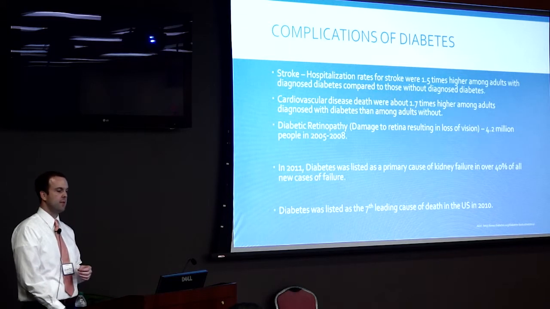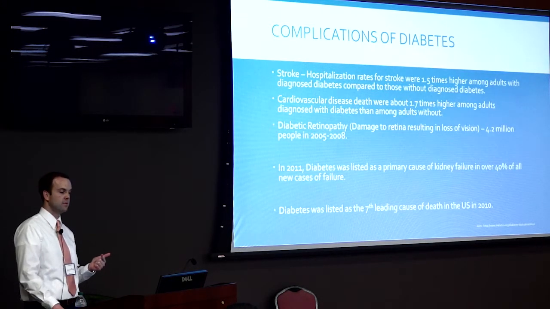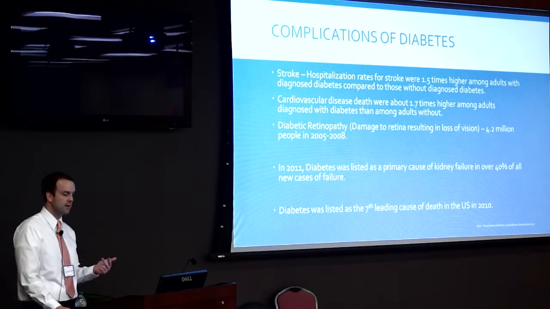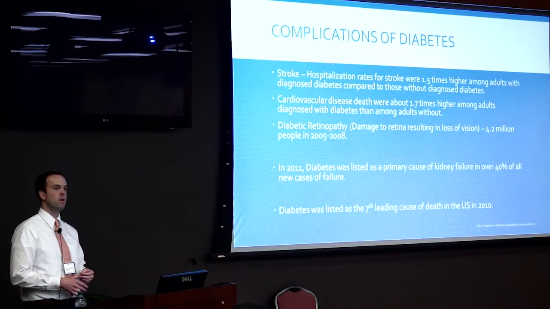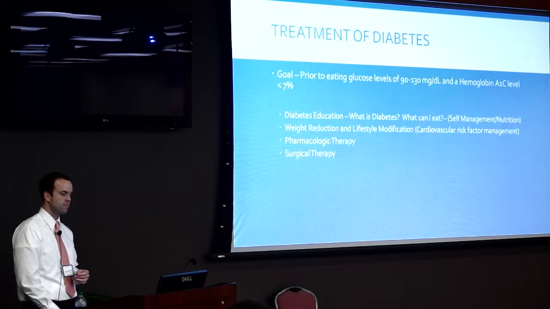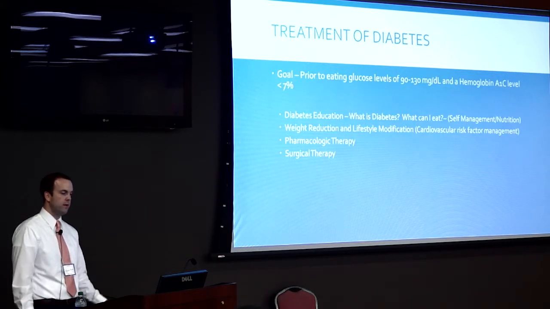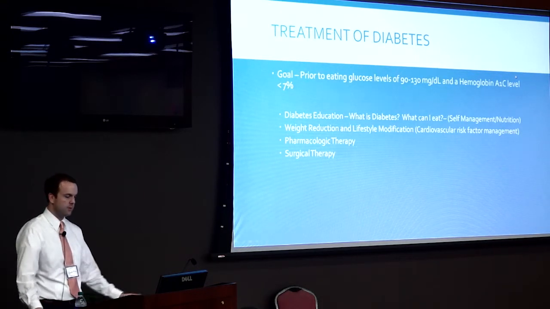Some of the complications of diabetes, why is it so important? Hospitalization rates for people with diabetes are 1.5 times higher than those among adults without diabetes. Cardiovascular death was 1.7 times higher. In 2011, diabetes was listed as the primary cause of kidney failure in over 40% of new cases of failure. So with treatment, most of the time it's a pretty treatable disease.